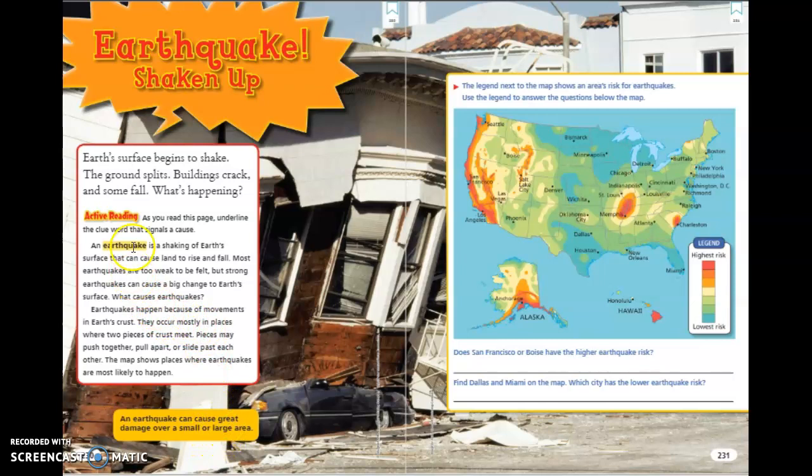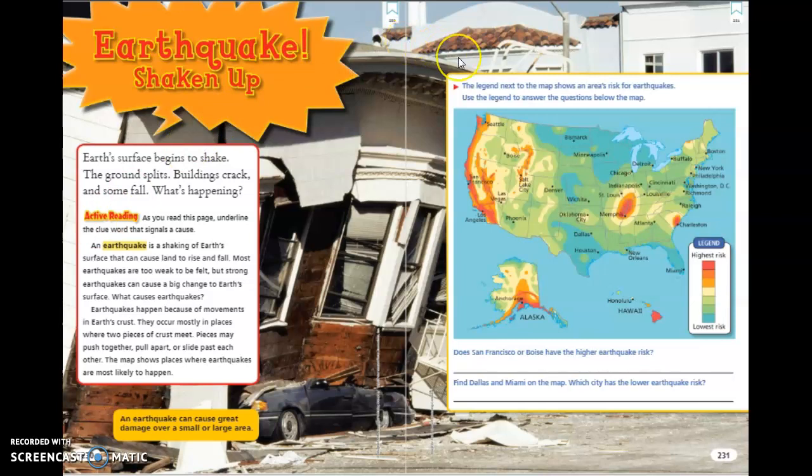Okay, now let's go back up and look inside of the active reading area there. Pause the video and look for the signal word that would signal a cause. Okay, the signal word that signals a cause is the word because. There was a vocab word up below that was highlighted. Please write earthquake back on page 229.